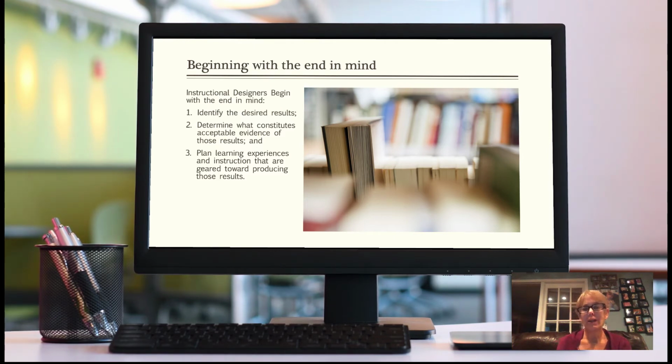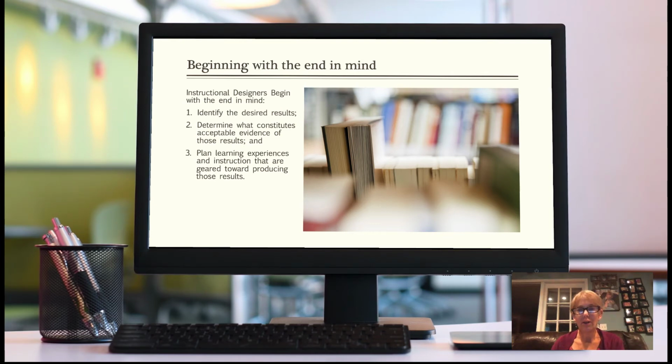And beginning with the end in mind, that is backwards design. I keep going back to that. Instructional designers always begin with the end in mind. The end is you want them to be able to accomplish the goals that are your student learning outcomes. So you have to identify the desired results, and that's what we did with the learner analysis. We talked with our project people about the scope of the problem. We figured out what the problem was, and then we need to analyze the learners to see how we can best get them to a place where we can solve their problem. We determine what constitutes acceptable evidence of those results, and then in the very end, we plan our learning experiences and instruction that are geared toward producing these positive results of success.